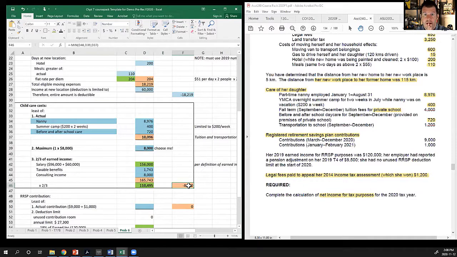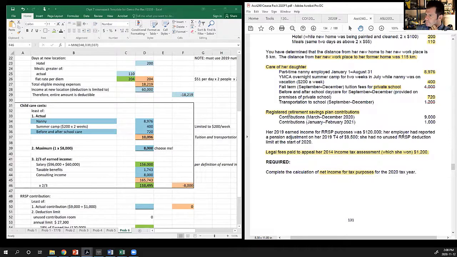This is a very simple RRSP calculation, thankfully. We've got a couple things to deal with here. RRSP savings contributions. So the year right now is 2020. We're trying to determine the contribution room for 2020. So here are her contributions. She's contributed in 2020, from March through December, she contributed $9,000. Okay, so that's one contribution that she made. In addition to that, she contributed in the first 2 months of 2021, she contributed $1,000.